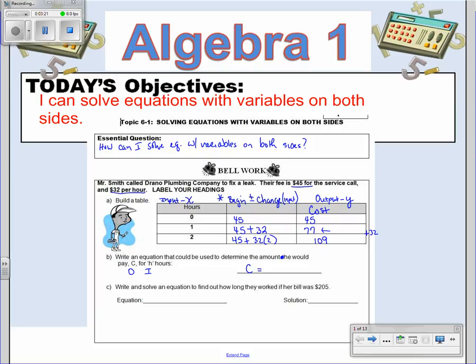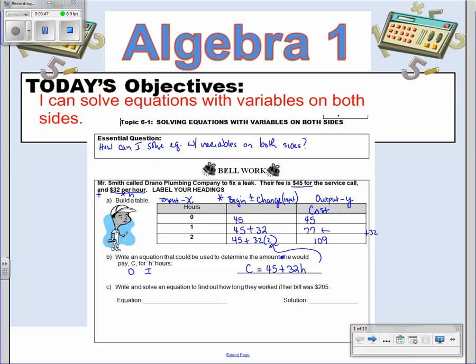I know my cost is going to be $45 for the call. Then the "and" tells me I'm going to add to it, plus $32 per hour. I can recall from my vocabulary that per means multiply, and I'm going to multiply by what follows, which is hours. So this tells me it's going to be 32h. This does match what I have in my second column of the process.